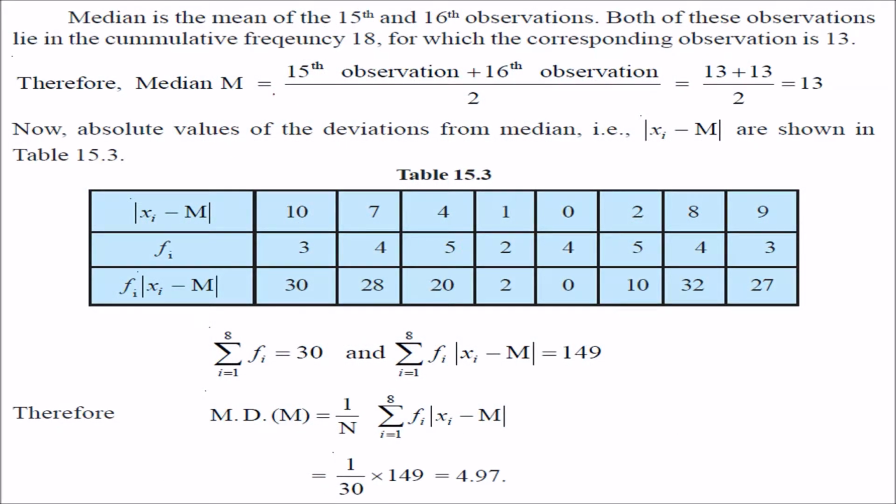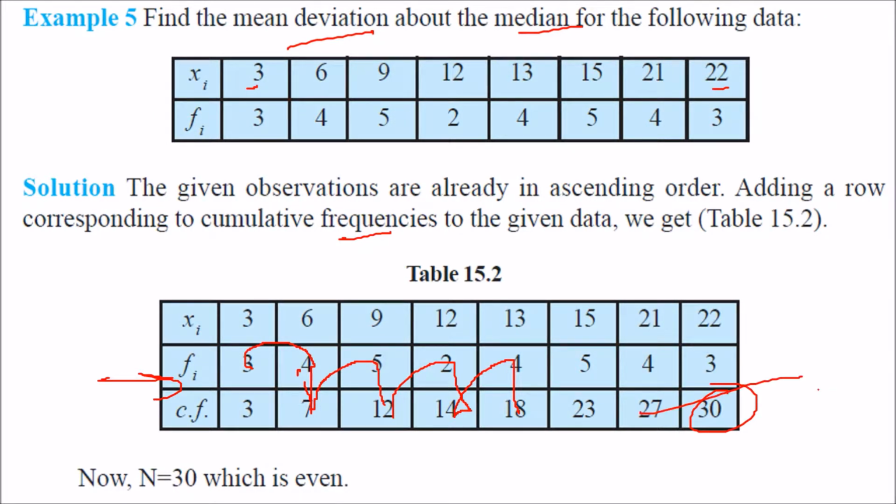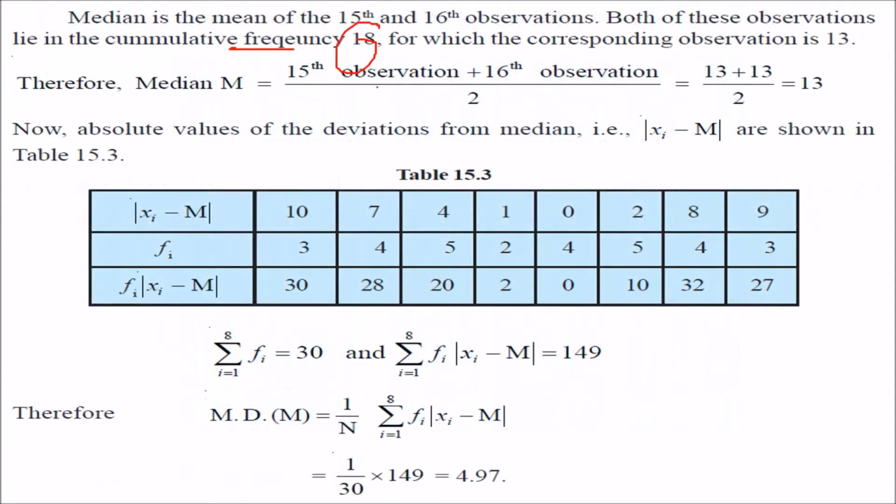So now the median is actually the mean of the 15th and 16th observations. Why? Because we have 30 members, 30 xi. So the median will be the mean of the 15th and 16th observations. Both of these observations lie in the cumulative frequency 18, as you see here. So we'll take the corresponding observation, which is actually 13. So 13 plus 13, that is the 15th observation and 16th observation, by 2, that will be our 13. So we have got the median also. Now take all the members and subtract them from the median.